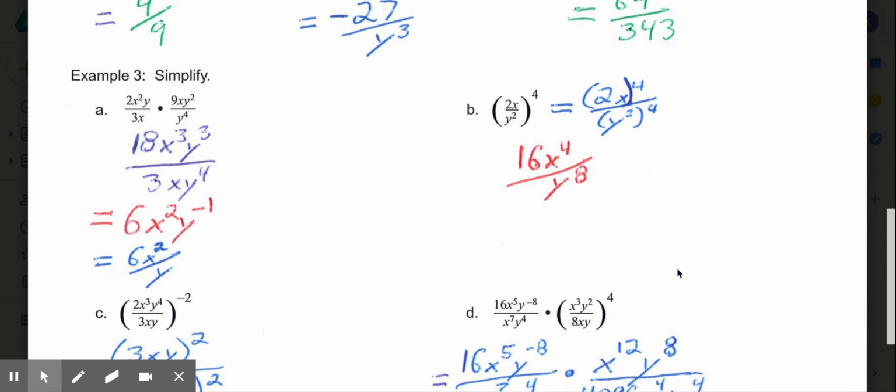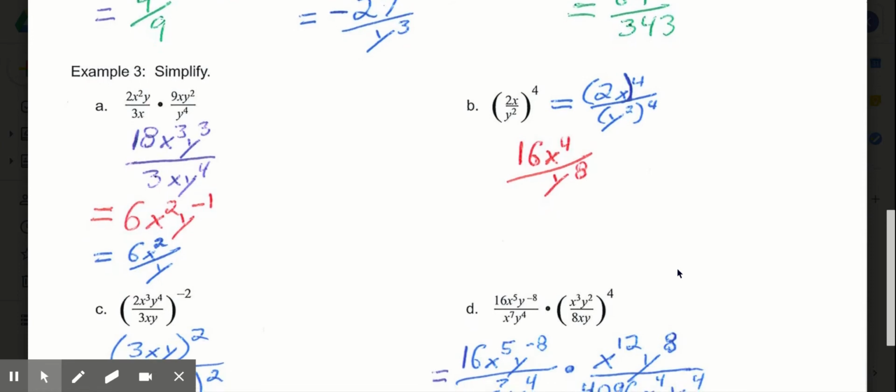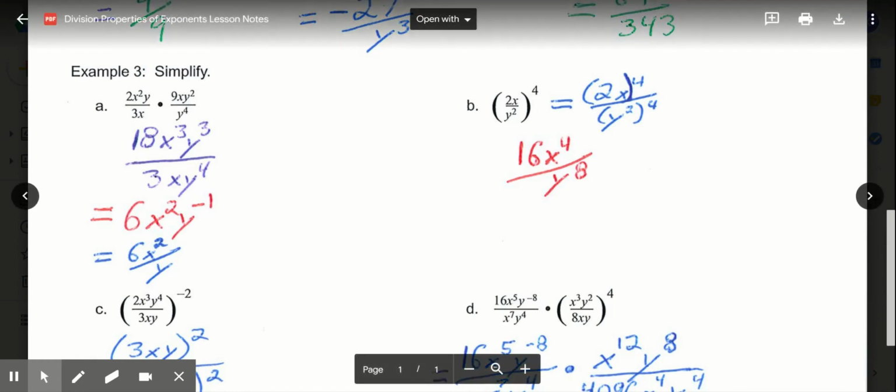Then example 3 starts to blend all the different rules and properties that we've gone through together. So we'll be looking at some of our multiplication, some of our zero and negative, and some of our division properties. So anytime we're dealing with complex problems like this, for example, in A, two different fractions being multiplied, the first thing I do is simply combine like terms by multiplying across the top and the bottom where I can. So on top I have 2 and 9, so 2 times 9 is 18.